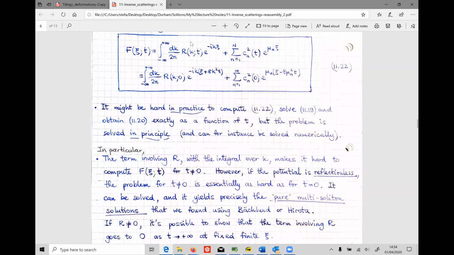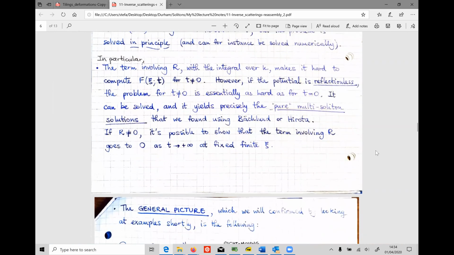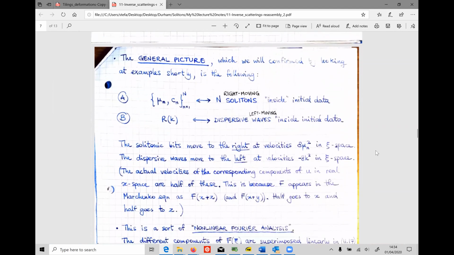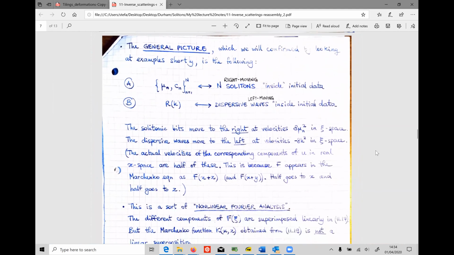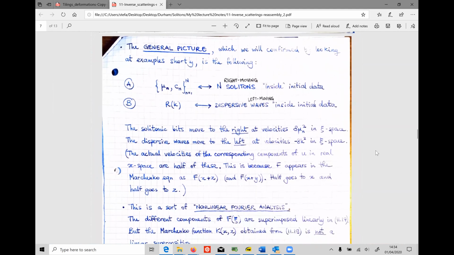So when the potential is not reflectionless and you have also the first term, it might be hard, as I said, to solve the problem exactly, so to obtain an analytic form for the KdV field. But one can still learn a few lessons, and that's what I would like to conclude with. So the general picture is as follows, and that again can be confirmed by looking at examples, which unfortunately I don't have time to cover, but you can read more about it later on in the lecture notes if you're interested.